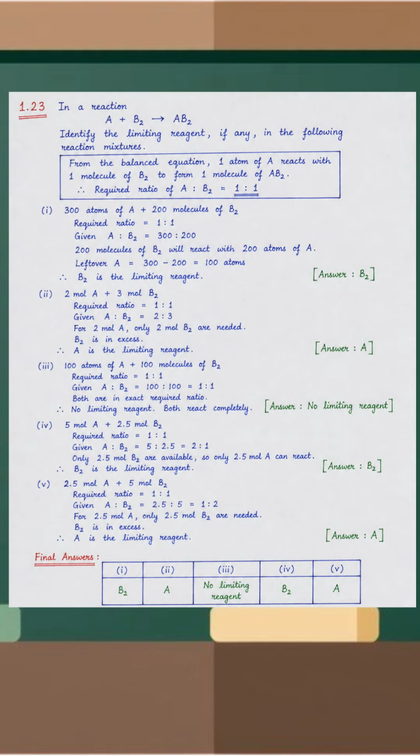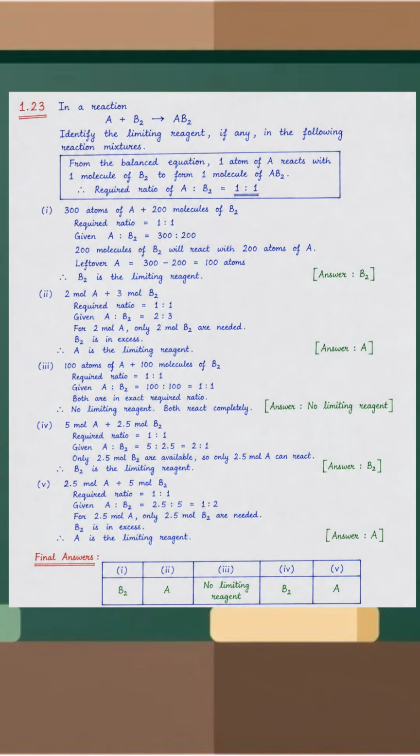Part 2. 2 moles of A react with 3 moles of B2. Required ratio is 1:1. Given ratio is 2:3. For 2 moles of A, only 2 moles of B2 are required. But 3 moles are given. So, B2 is in excess. Therefore, A is the limiting reagent.